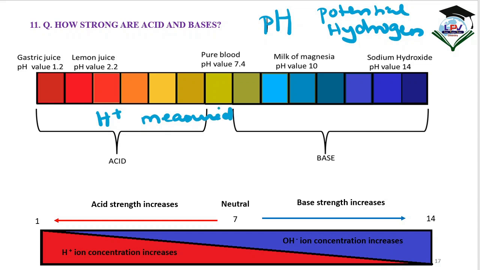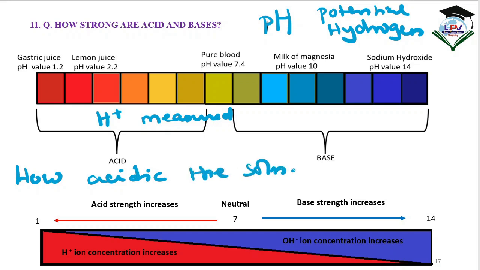So the pH measures effectively how acidic the solution is. If it is not acidic, then it is a base. A base will have OH minus ion. Now you're going to see how to make use of this chart.